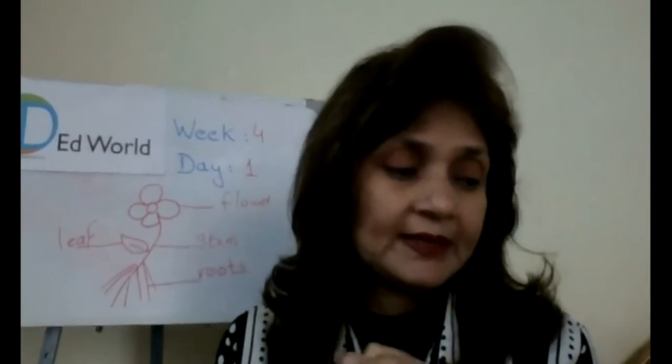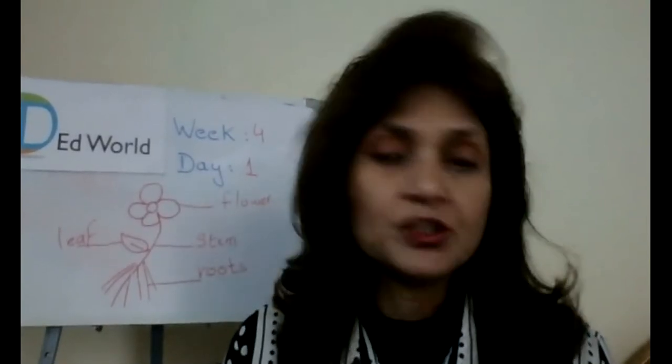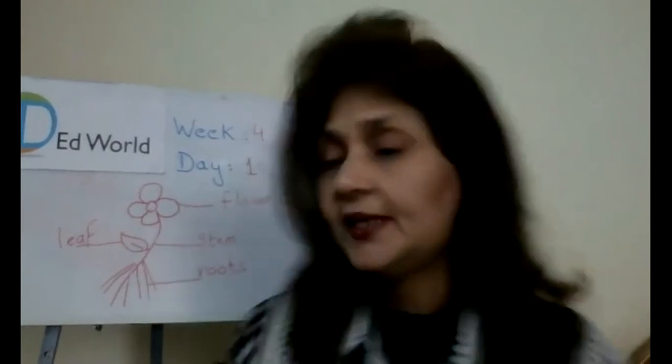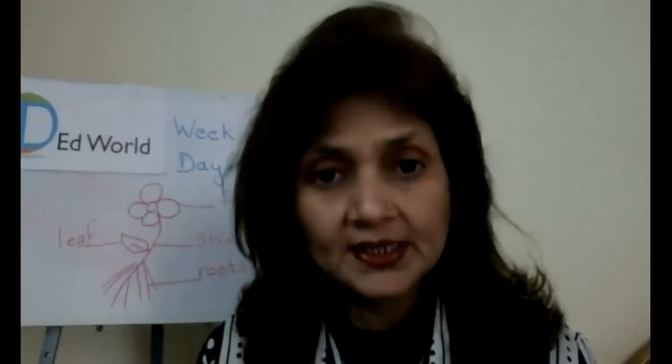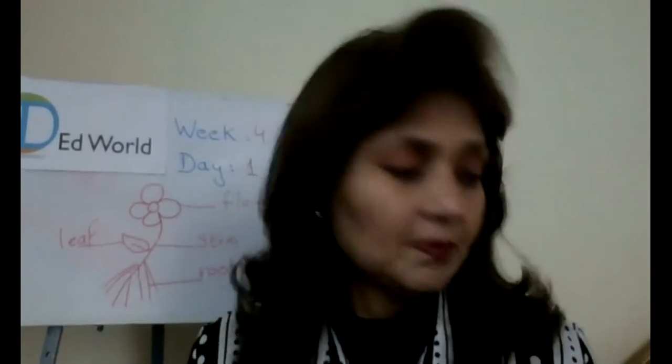Okay, remember that. And flower makes fruits which have seeds inside them, right? Flowers make fruits which have seeds inside them. So this is actually the basic functions of all the different parts of the plant. Now when you read it more clearly, you will understand it.